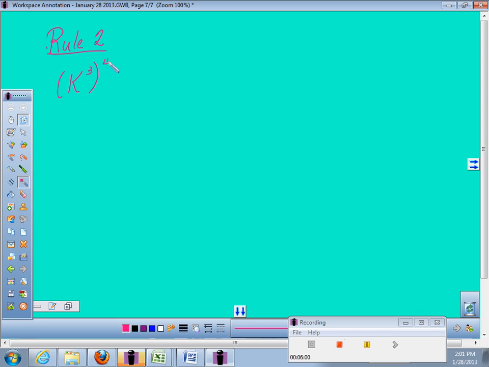If I gave you k cubed to the 4th power, what do you do when I have a power? Multiply 3 by 4, because that's saying I need k cubed 4 times. That's k to the 12th. So the actual rule is if you have a to the m to the n, what do you do with m and n? You multiply m times n.